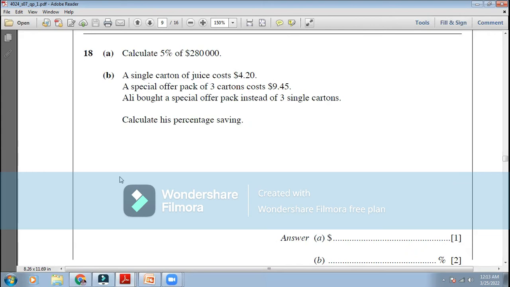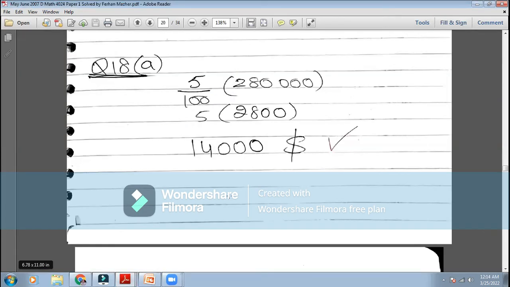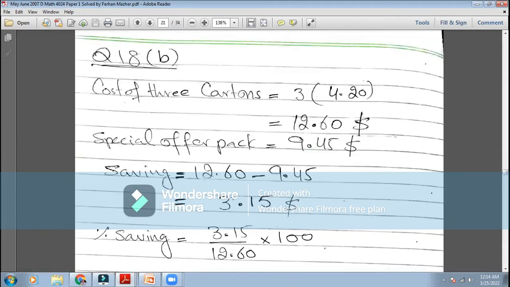So if he buys 3 single cartons, how much will be the cost? That will be 3 multiplied by 4.20, and then we will check the difference between the prices. Let me show you how this is done. So the cost of the 3 cartons, if you buy single cartons, will be 3 multiplied by 4.20. That will be $12.60.